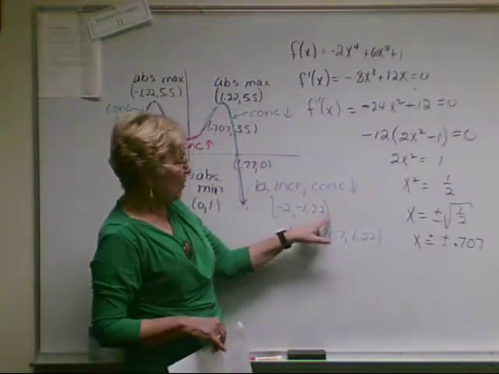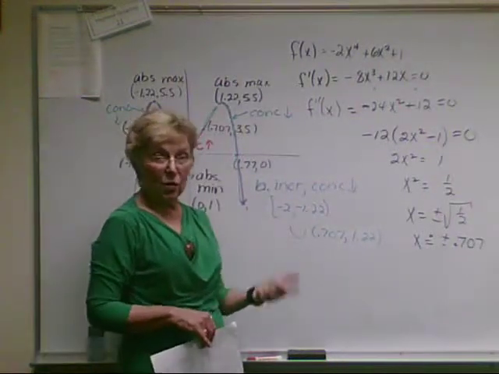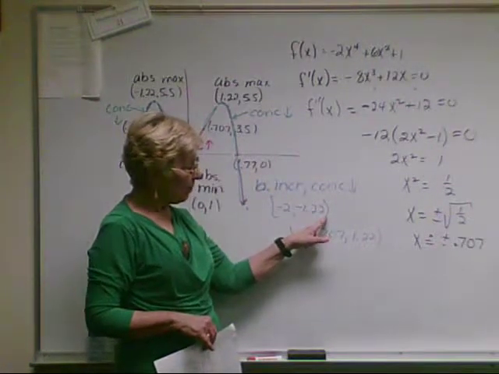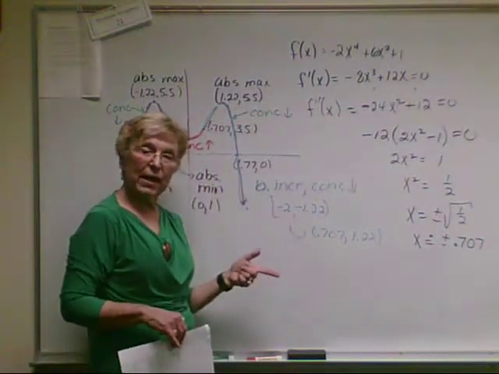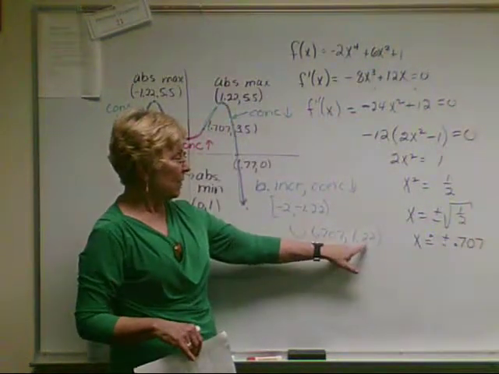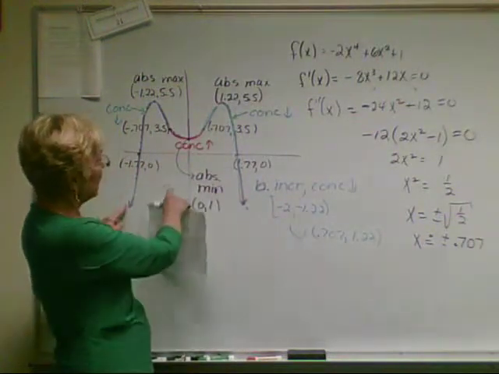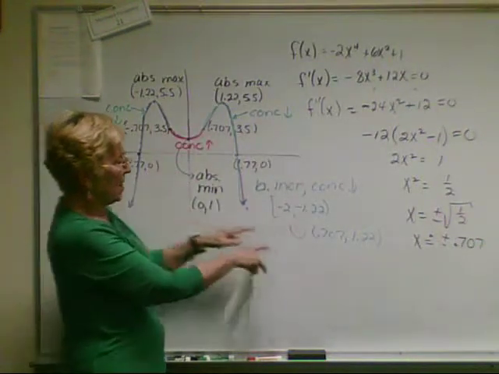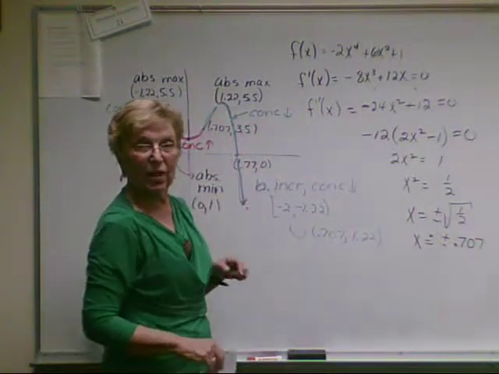And again, they're soft-sided because if you put negative 1.22 in, it's neither increasing nor decreasing there. It's a maximum. So we can't include that point. And 0.707 is an inflection point where concavity is changing, so we can't include that either. And likewise with this max. So we're looking at those stretches, negative 2, the end of the interval, up to 1.22, that set of x values, and 0.707 to 1.22, that set of x values.